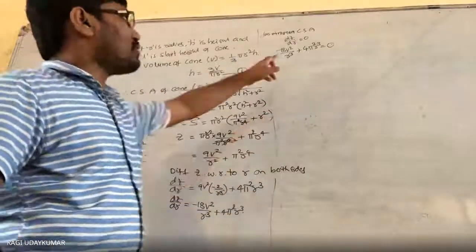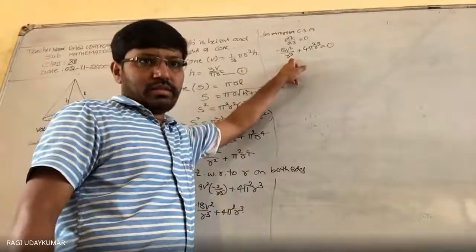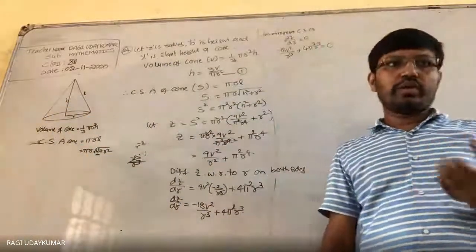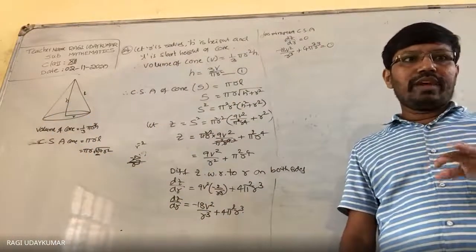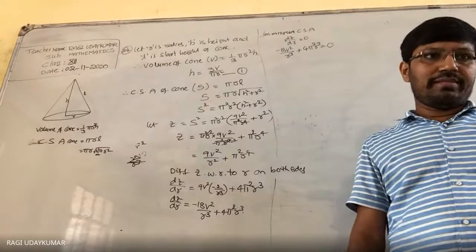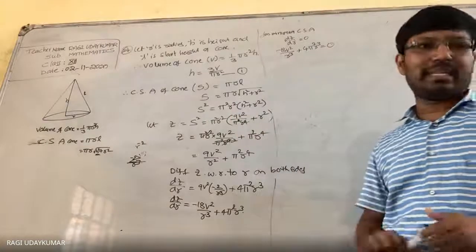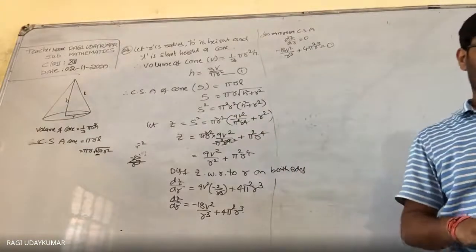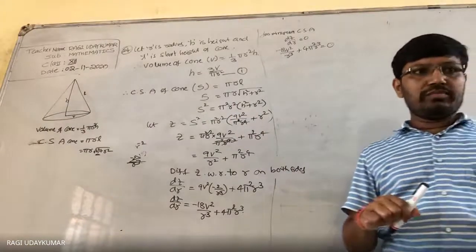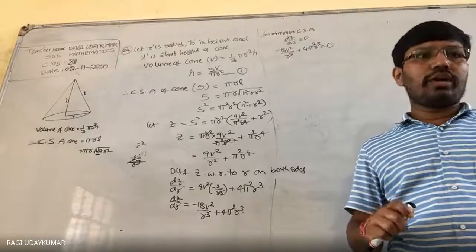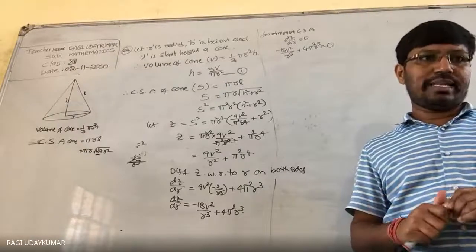From this we are not going to get h directly. So what to do here? You have to substitute the volume. Volume is equal to 1 by 3 pi r square h, that you have to substitute here. From that, see what h you are going to get.